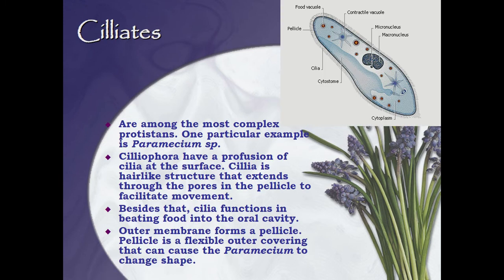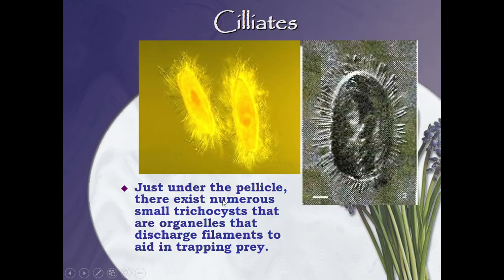One of the common examples of the ciliate group is the Paramecium species, in which the function of the cilia is also for beating food into the oral cavity, and it extends through the pores in the pellicle to facilitate movement. So this is the structure of the cilia, and as you can see here, there are a lot of pellicles just below the membrane for trapping the prey.